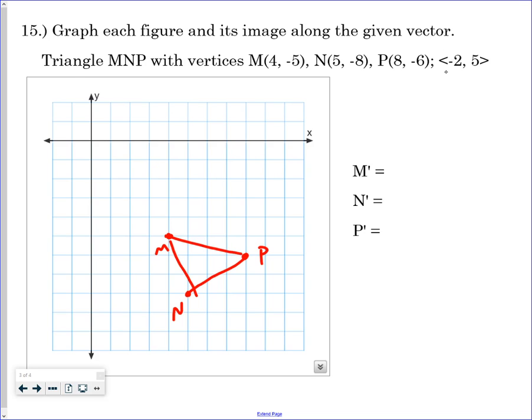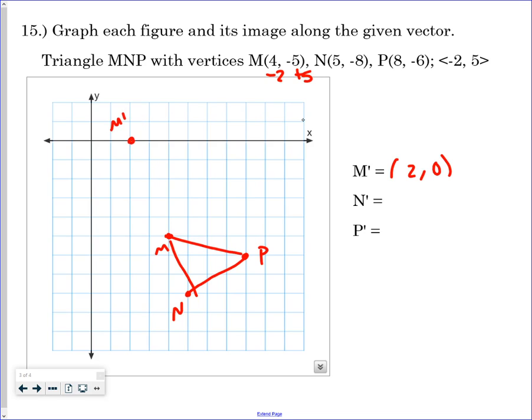If it's along this translation vector, negative 2 comma 5, what that means is all my x's, I'm going to subtract 2 from, and on my y's, I'm going to add 5 to. Do you guys understand what I'm saying? So on just the M, I'm going to minus 2 here, and I'm going to add 5 here. This is the algebraic way of doing it, okay? What is 4 minus 2? 2, and then 0. So M prime would be 2 comma 0. If I was doing it algebraically, I'd figure this out first, and then I would go to the graph. 2 comma 0, right here, M prime.